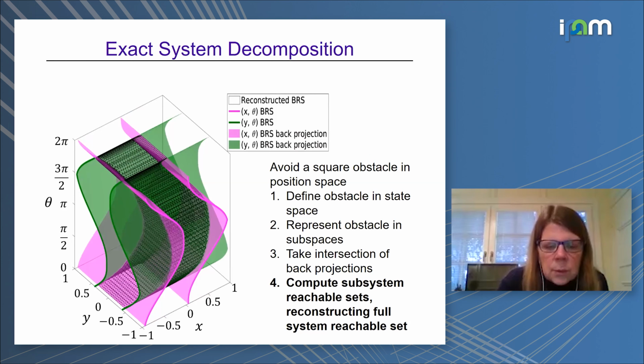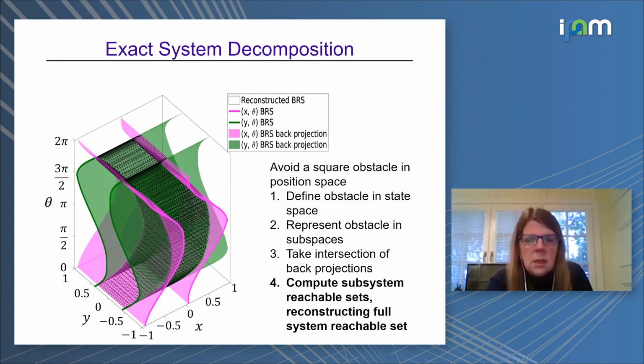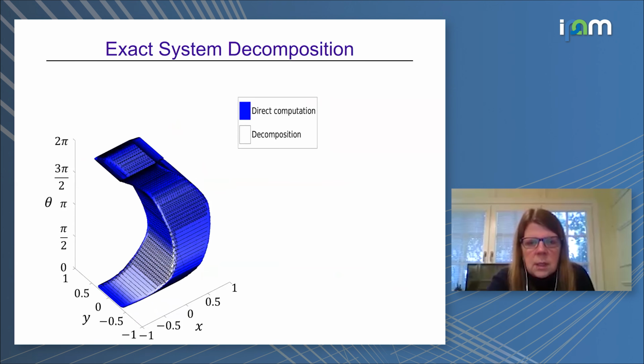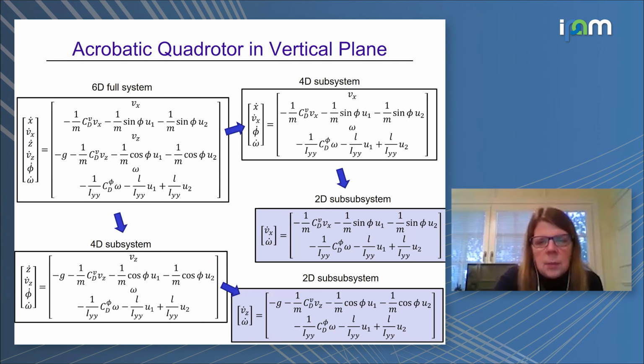And so what we're doing is just two-dimensional Hamilton-Jacobi computations, but we're maintaining the back projection here just for visualization so that you can see that the actual set is a very good approximation. In this case, it's an exact computation of the actual reachable set. So this is what we get through decomposition, and the blue is what we get through direct computation. But the complexity has decreased because we've decreased the dimension of the problem.